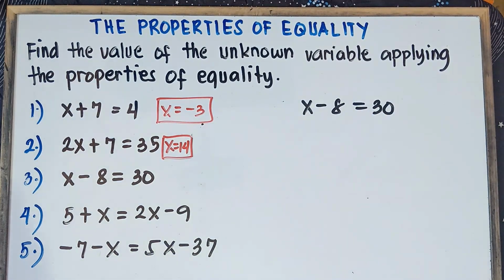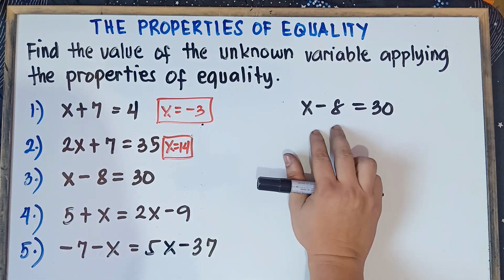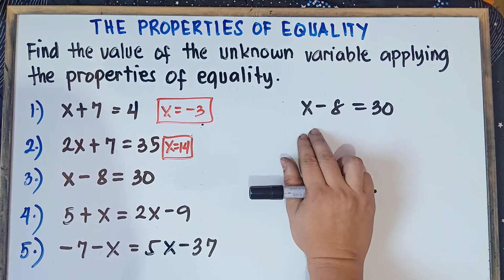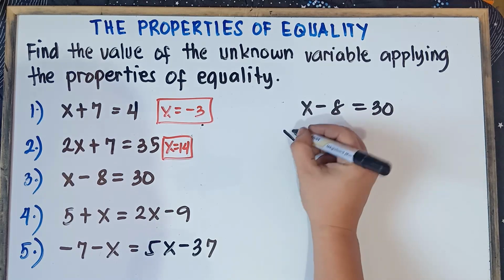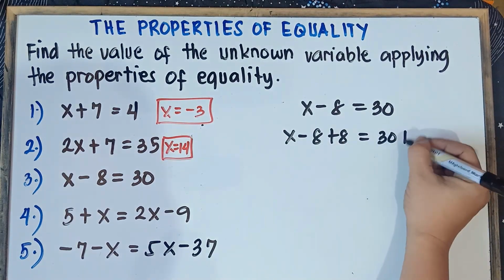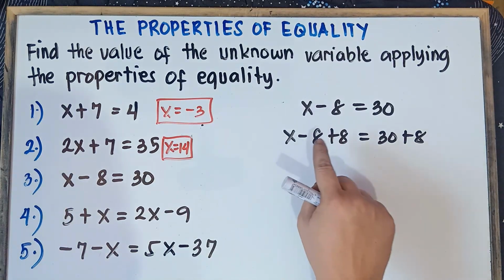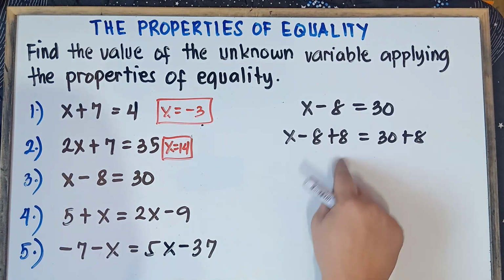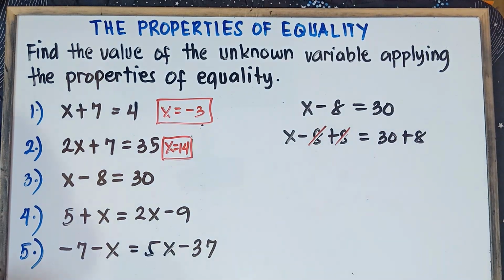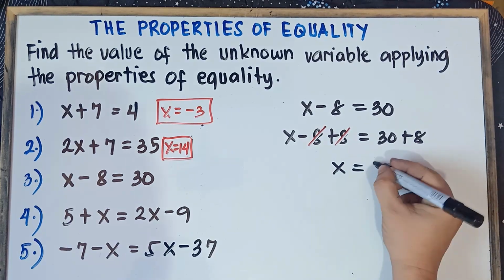What would be the thing that we need to do, class, on the left side of this equal sign so that the remaining expression will be only x? Of course, we need to add both sides by positive 8, right? So there would be x minus 8 plus 8 equals 30 plus 8. Sir, why do we need to add both sides by 8? So that we can cancel this out, because negative 8 plus 8 would be 0. So we can cancel this out and then simply copy x equals 30 plus 8, that would be 38.